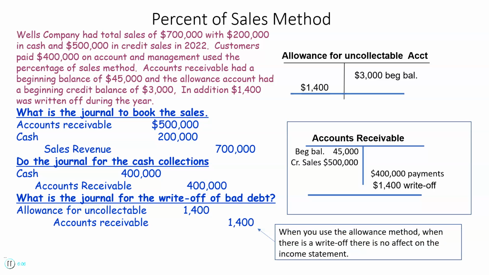When you use the allowance method, when there is a write-off, there is no effect on the income statement. Because why? Allowance for uncollectibles and accounts receivable are both on the balance sheet. It hits the income statement when you estimate. So now we have our ending balances, and now let's do our actual estimate.